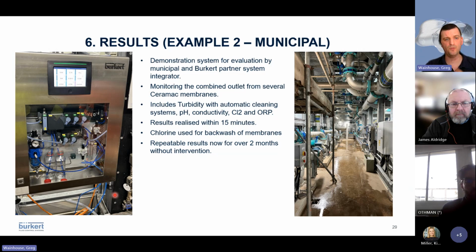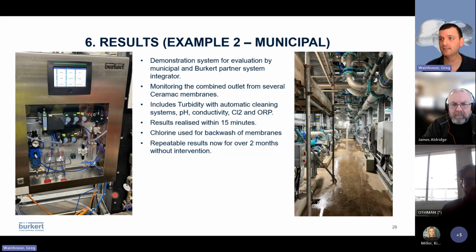And on this particular trial system, we've got turbidity, pH, conductivity, free chlorine and ORP. And when we plugged this in at the sample point, we had results within about 15 minutes, which we could be confident about. Now, also in part of this process, they use chlorine for backwashing the membranes, for keeping any biofouling of the membranes, keeping them clean and clear. So there could be an amount of chlorine which we detect.